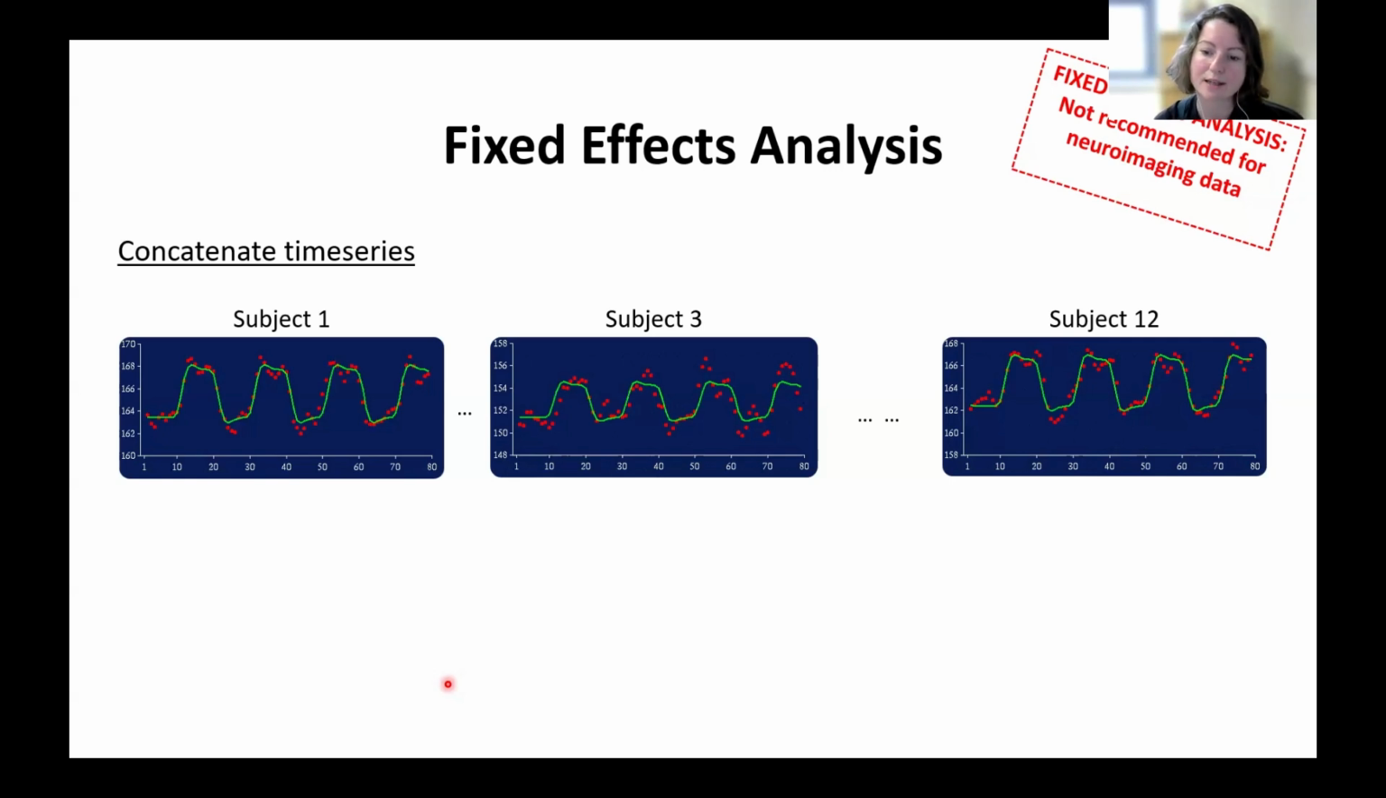Now, instead of focusing on the between subject variability, which is what we do in a random effects analysis, we now pretend that each scan is one subject, meaning that we have 600 subjects in total, where we just concatenate the scans of all the subjects. We can now calculate the variability of the data per subject and average this to get an average measure of variance.